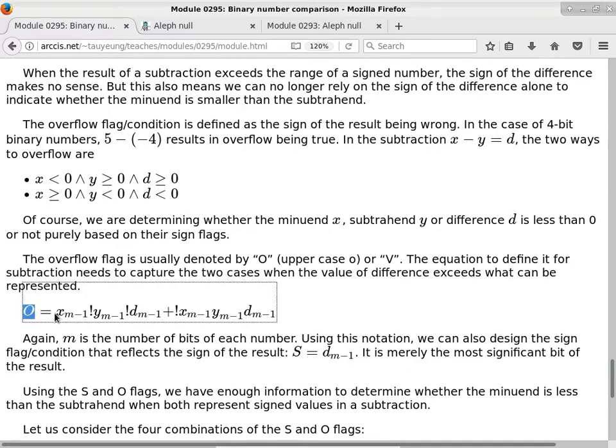because these two conjunctions are connected by a single disjunction. If at least one side is true, then the whole thing is true. The other case is when x is non-negative, y is negative, and then the difference is also negative. That also indicates the sign of the result is wrong, and that's the other way to set the overflow flag.